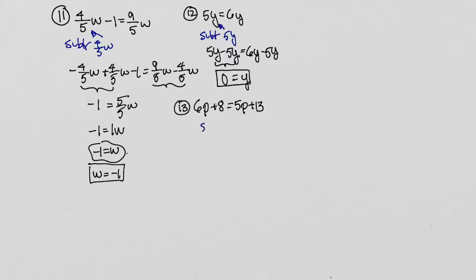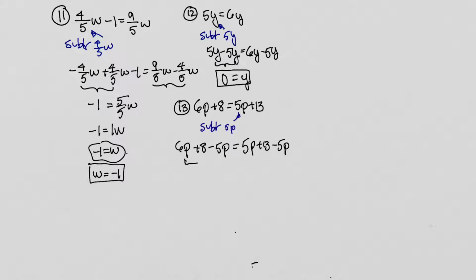So I'm just going to say what it is I'm going to do here. I'm going to subtract 5p, just to make it clear what I'm going to do. So everything's going to look like this. 6p plus 8. Now let's subtract that 5p. This is equal to 5p plus 13, and then subtract the 5p.